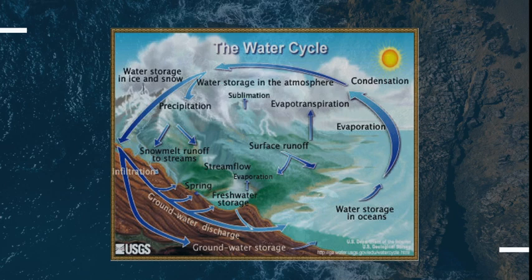Now, the hydrosphere is an abundant substance which covers 70% of the Earth's surface, with a breakdown of 97% of water that can be found in oceans, and 3% is fresh water.